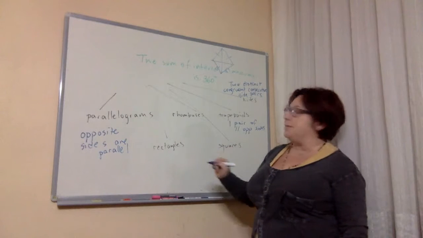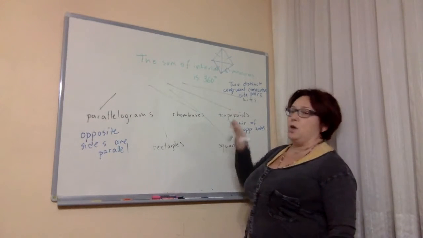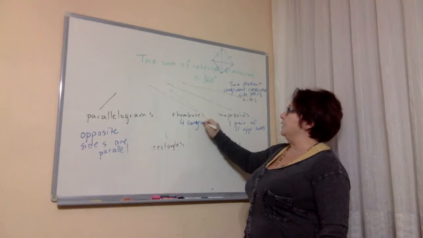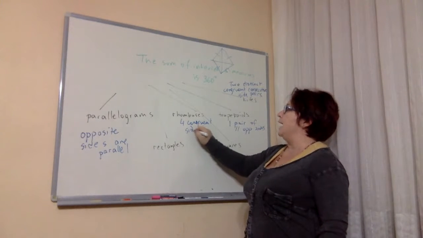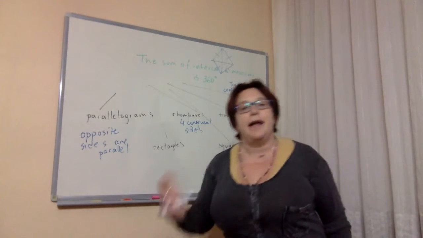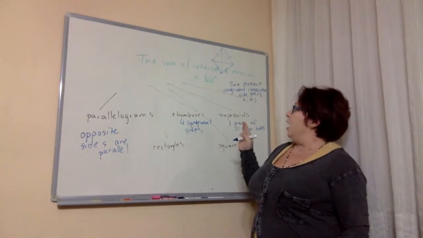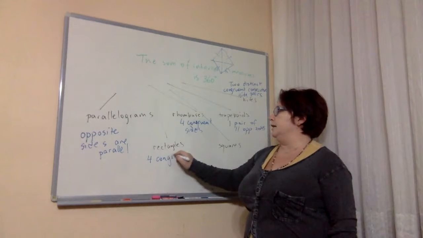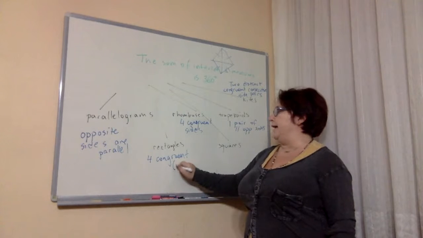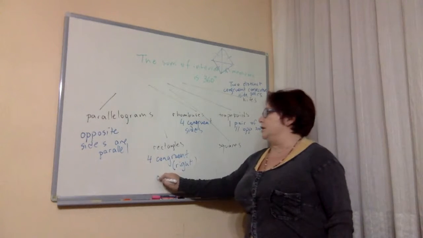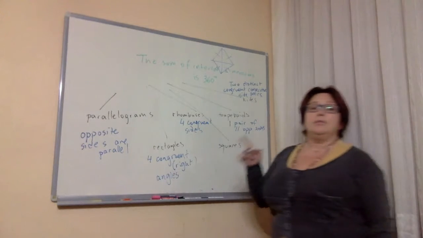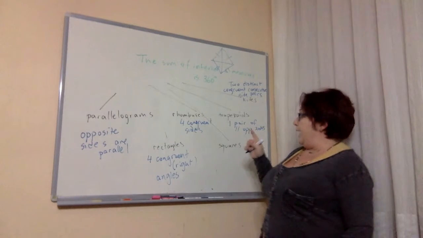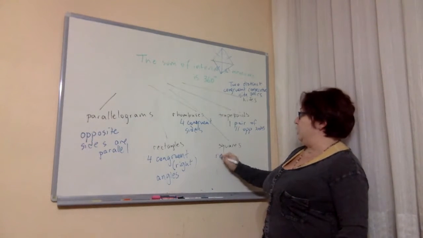The definition of a rhombus is actually a quadrilateral with 4 congruent sides. So if your quadrilateral has all sides that are equal length, then you have a rhombus. A rectangle, on the other hand, has got 4 congruent angles, and if you've got congruent angles, that means they are right angles. So a quadrilateral with 4 right angles is called a rectangle, and a square is a regular quadrilateral.